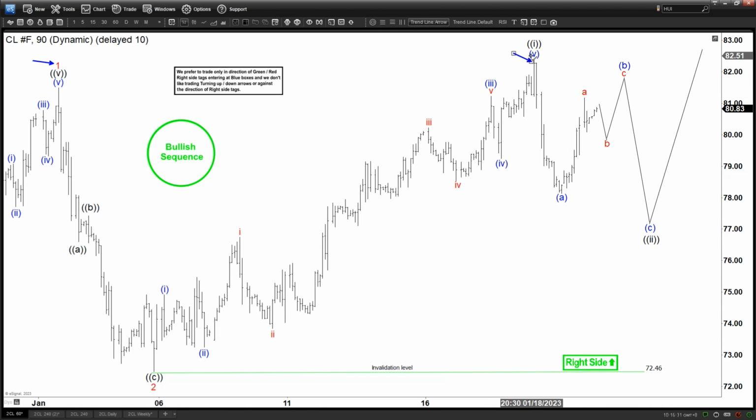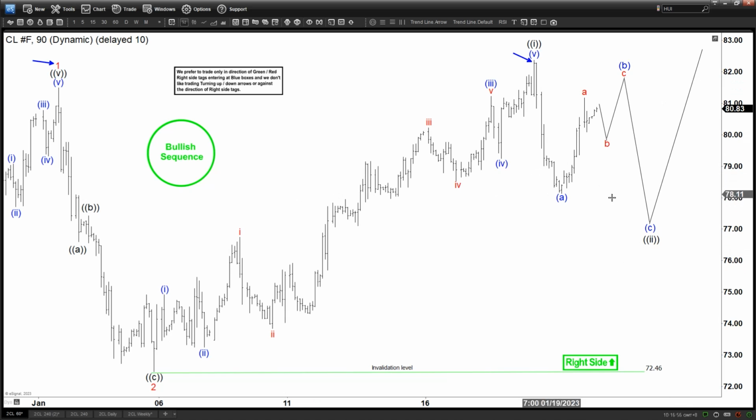And now you can see the rally also looks impulsive, 5 waves with a subdivision 1, 2, 3, 4, 5. So now we are looking for a 3-wave pullback, which will correct this 5-wave rally, and as long as we continue to stay above 72.46, we could see another leg higher afterwards.